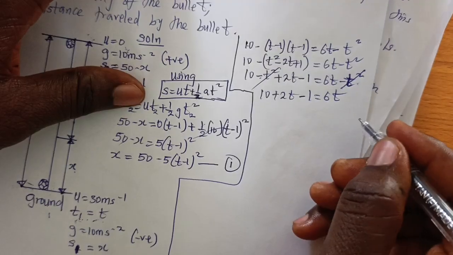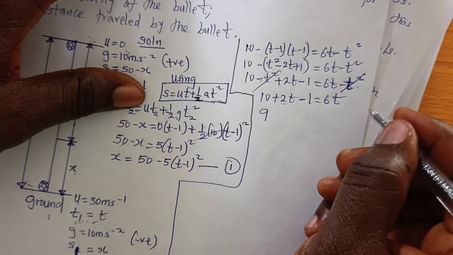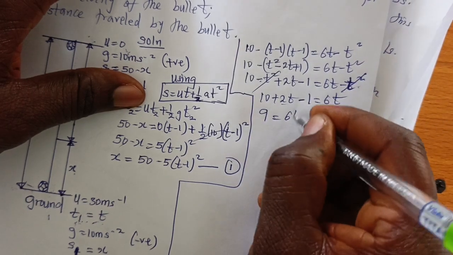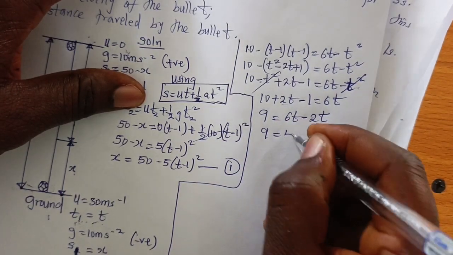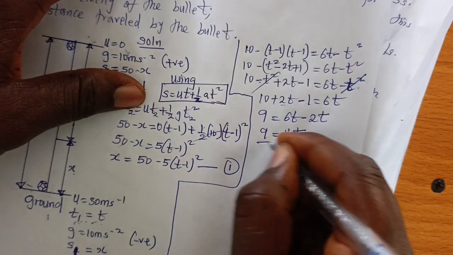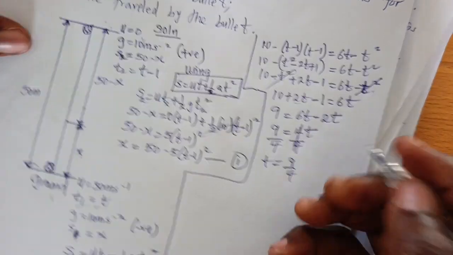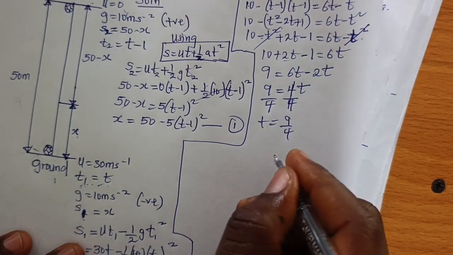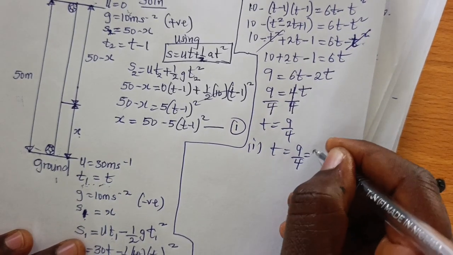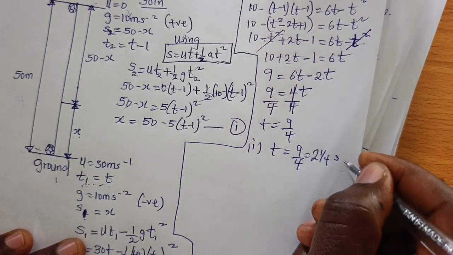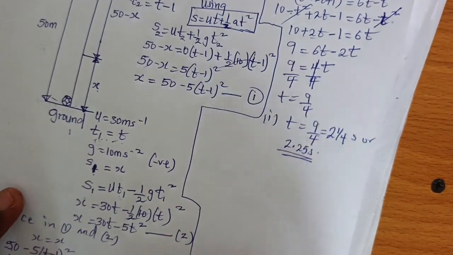So now let's collect like terms. When we take away 1 from 10, we have 9. So take 2t to the other side of the equation. We have 6t minus 2t. So we have 9 equals 4t. So divide both sides by 4. This cancels out, we have t equals 9 over 4. So the time when the balls meet, that is Roman figure 1, t is equal to 9 over 4, which is 2 whole number 1 over 4 seconds, or 2.25 seconds. This is the time at which the balls meet.